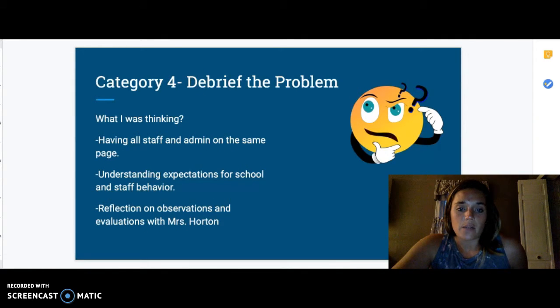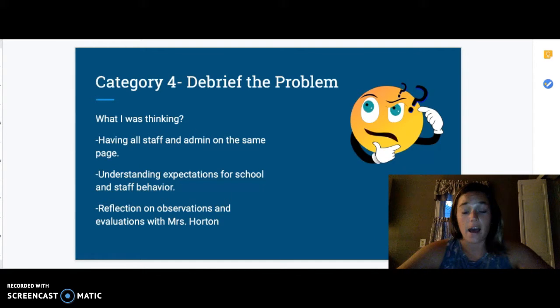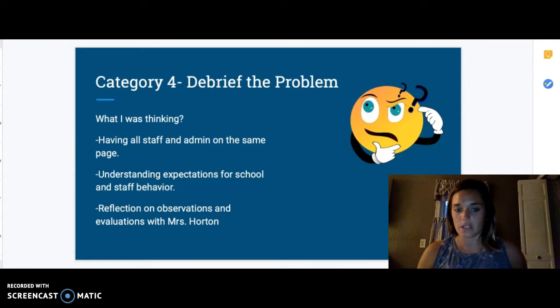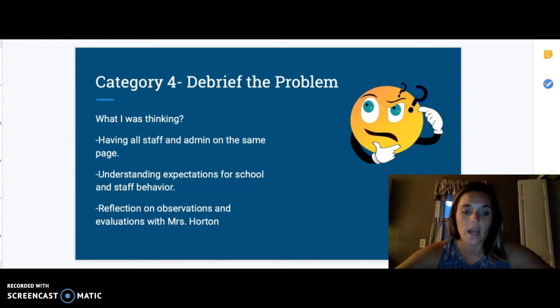Category 4 is about debriefing the problem. So this is my own thinking. I think a school should be as successful as they can be. Fortunately, I personally have not had to deal with this. Obviously, everyone has parents that can be upset at certain times, but making sure that your staff members and your administrators are on the same page, they're backing one another up, they're understanding the sides of the story rather than just pointing fingers, is a huge thing in this situation.